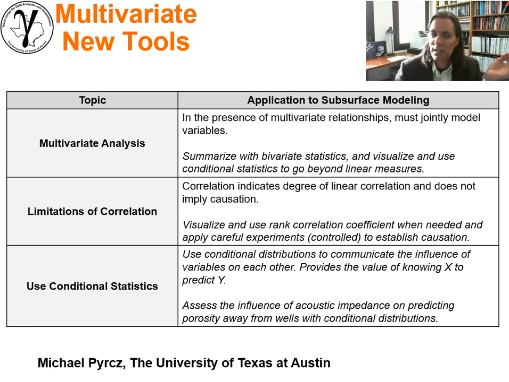Limitations of correlation: it's a degree of linear correlation, and it does not imply causation. Anytime you're working with correlation, even if we're working with rank, which is monotonic, don't assume causation from it. We need a carefully controlled experiment in order to try to get to causation. And we would like to have some type of physical plausibility explanation behind it. But we can visualize and use rank correlation coefficients and so forth. We can use conditional statistics to try to understand with a very data-driven approach. Just no model at all.